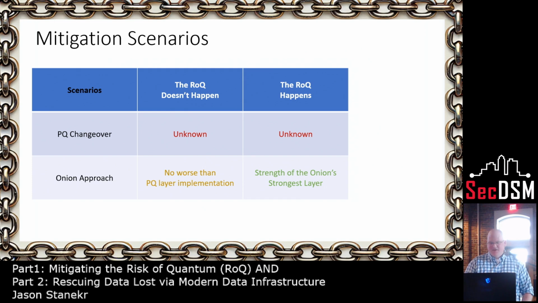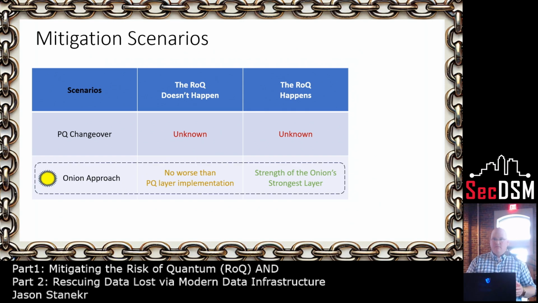All right. So, which approach to mitigation do you think makes the most sense? Whether we're going to pick PQ changeover or the onion approach. If your executives, for example, are accessing strategy documents on your corporate network from a hotel internet, or if there could be eavesdropping on your communications to and from and within the cloud, or if you're using wireless at home or from a coffee shop.